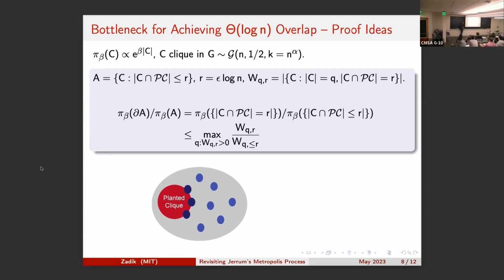So it's a combinatorial problem from this point. You can think of it like you want to penetrate the planted clique. Does this become smaller for a fixed size? Do you have a bottleneck in this way? Okay, how do you bound this?